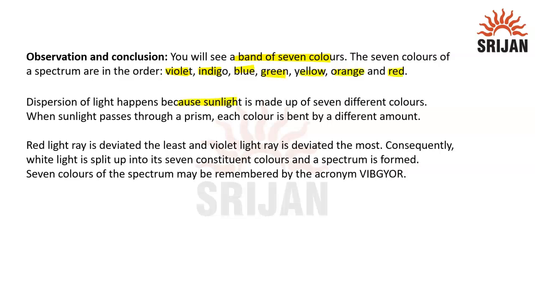Dispersion of light happens because sunlight is actually made up of 7 different colors. When this sunlight passes through a prism, each color is bent by a different amount. So red light is deviated the least, whereas violet light is deviated the most. Consequently, white light is split up into its 7 constituent colors, and finally a spectrum is formed, and this spectrum may be remembered as the acronym VIBGYOR.